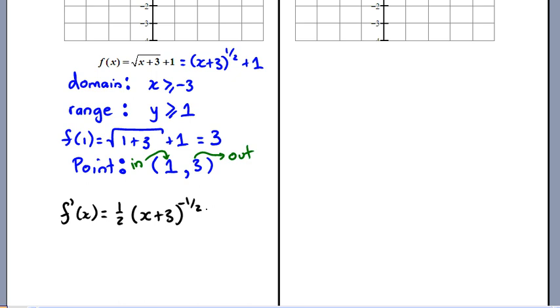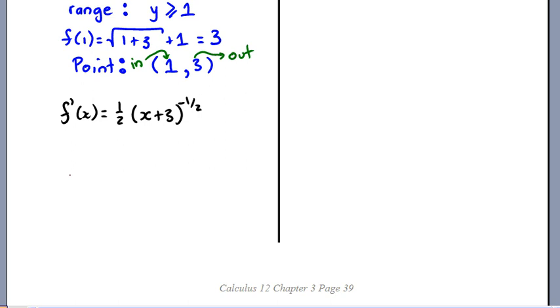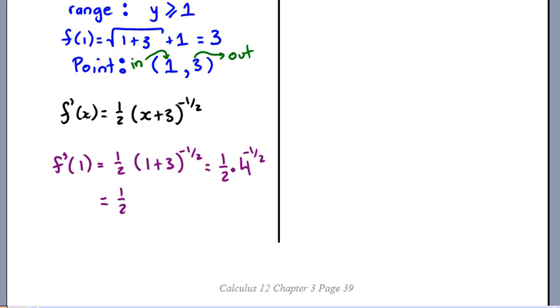Okay, well, let's just check out what the slope is doing for that tangent line. Just kind of curious to see what that slope value actually is. So f prime figured out at 1 for x, that'll be that point, 1, 3. I would have 1/2, 1 plus 3 all to the -1/2. All right, that's going to be 1/2 times 4 to the -1/2. So I have to root the 4 and I have to flip it upside down. So that'll end up being 1/2 times another 1/2.